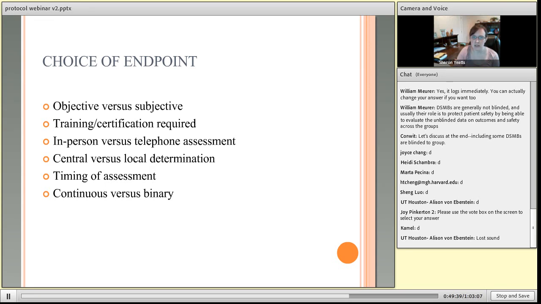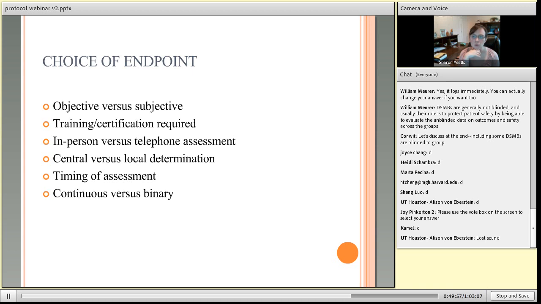For the modified Rankin scale, there is a certification. For many other scales, there is at least training that can be provided so that similar patients tend to be scored in the same way across assessors. And so you want to standardize that as much as possible.